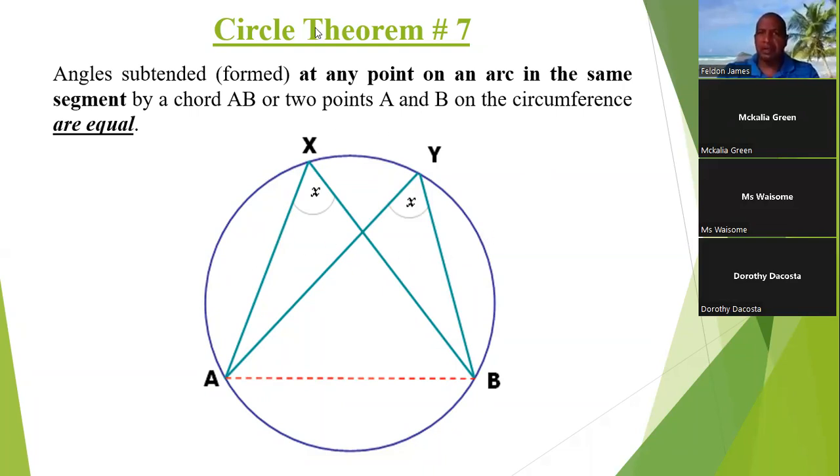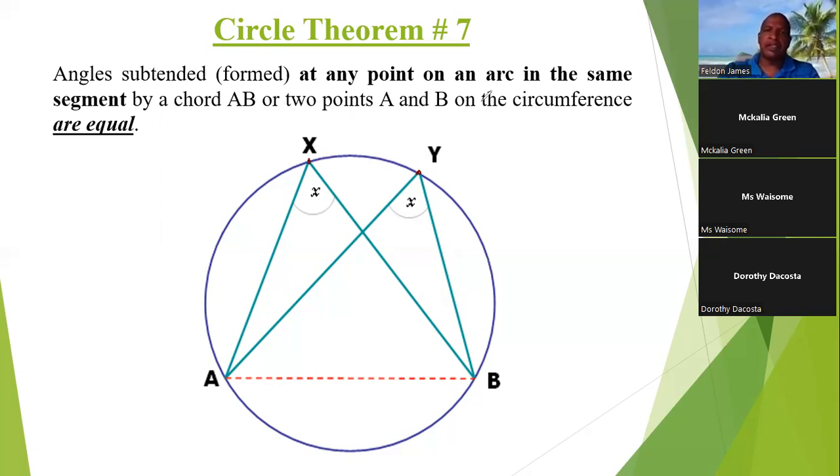So as I was saying just now, angles that are formed in the same segment are equal. If you notice these two angles, they are formed on the arc above A and B. That section of the circumference above A and B, that's where these angles are formed. One is formed at X on the arc above A and B. This one is formed at Y on the arc above A and B.